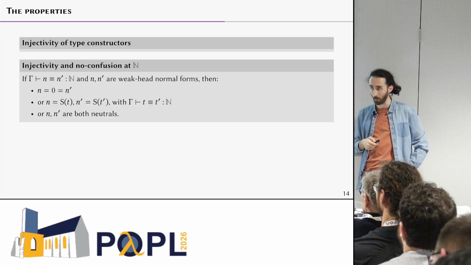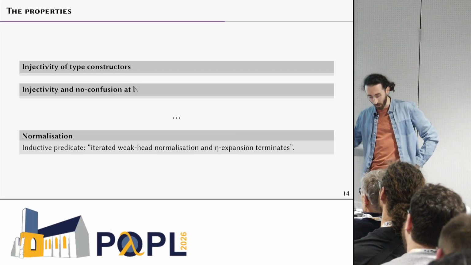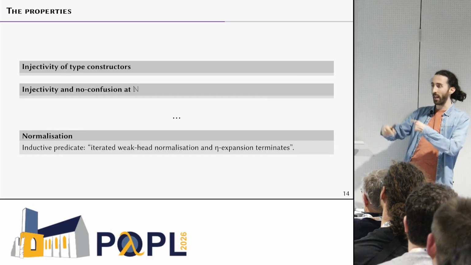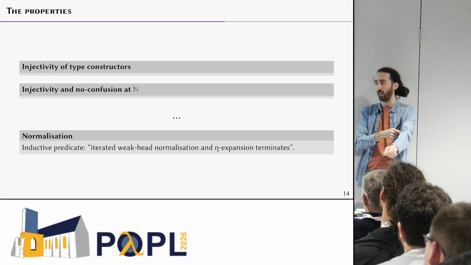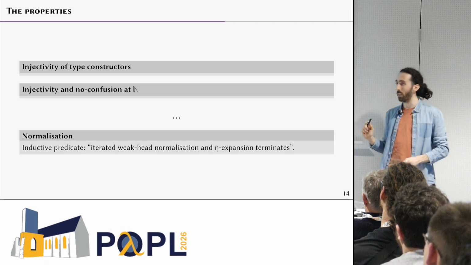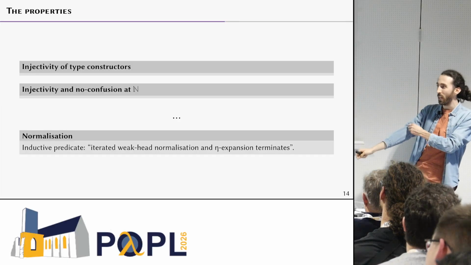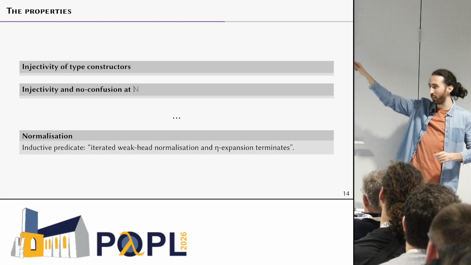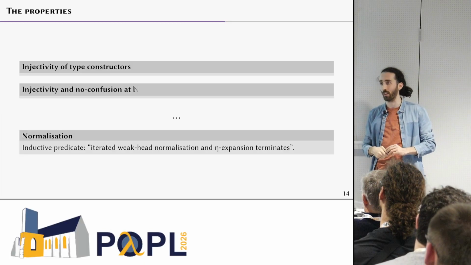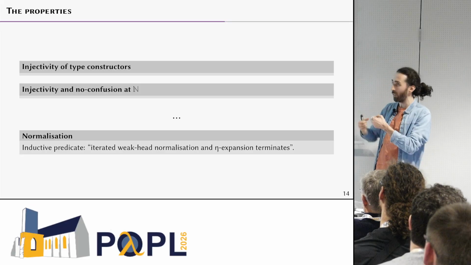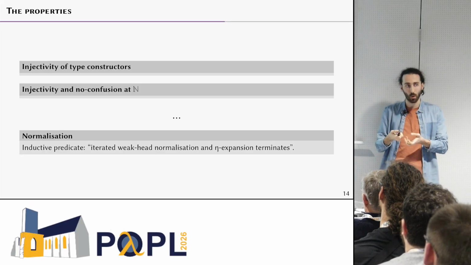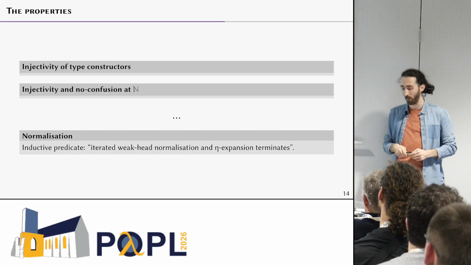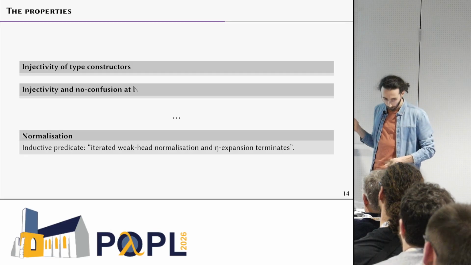And normalization in this work is phrased as some sort of inductive predicate that's saying that this iterated weak head normalization and eta-expansion terminates. And maybe the thing to note here is that this is a rather intensional property. This is not the same sort of presentation-invariant property that the people on the metatheory side like to state. So I need something telling me something a bit more precise about reduction. So there's some sort of a discrepancy here that is interesting to resolve maybe in the future.